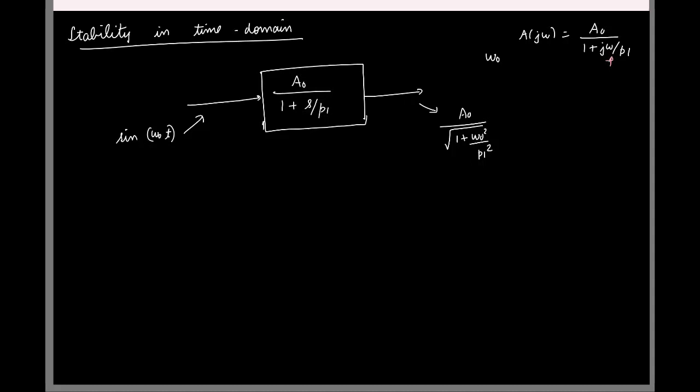And what will happen to the phase? Minus omega naught by P1. Okay. So now let us say omega naught is much smaller than P1. So can you approximate this? Let us say this is V naught of t.